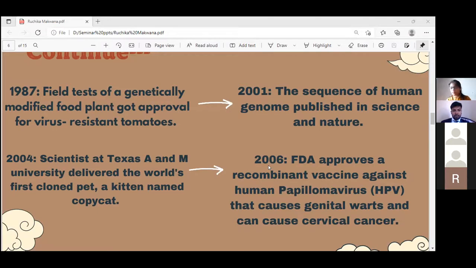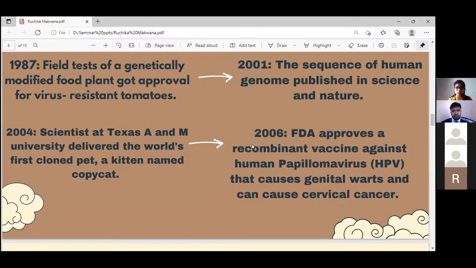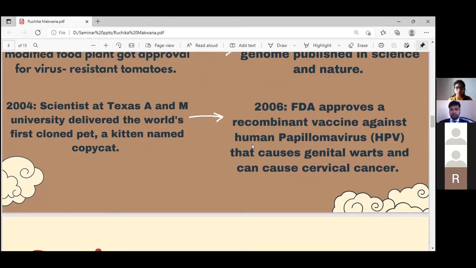named Copycat. Then in 2006, Gardasil, the first quadrivalent human papilloma virus (HPV types 6, 11, 16, 18) recombinant vaccine, was approved by the FDA on June 8, 2006. It induced genotype-specific virus-neutralizing antibodies and prevents infection with HPV.